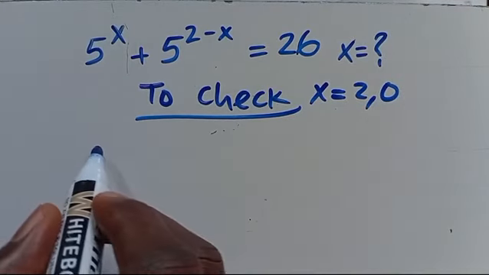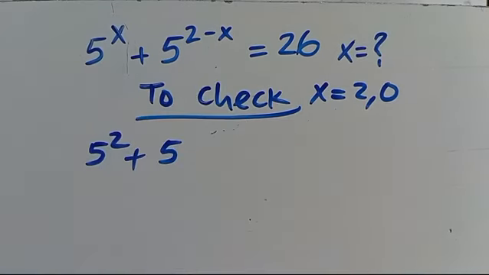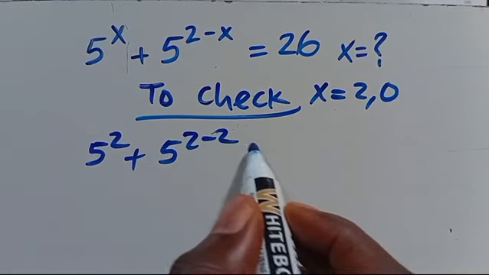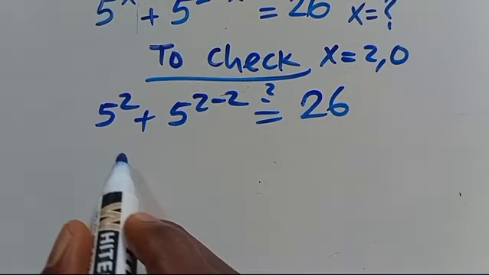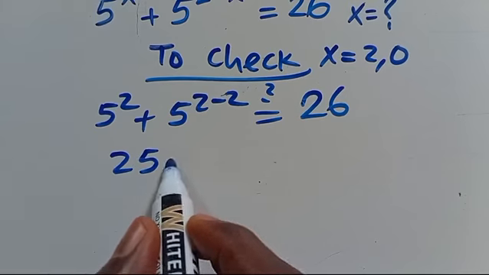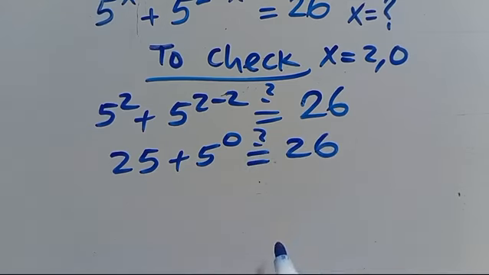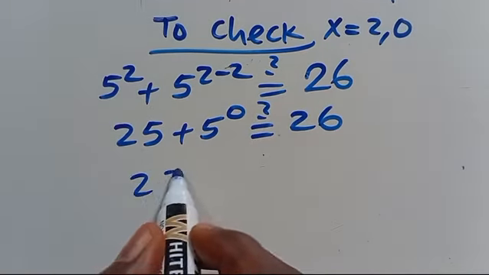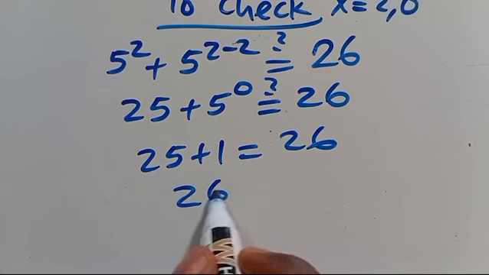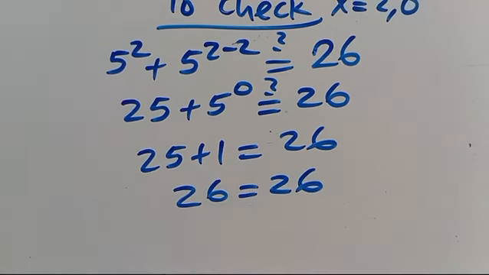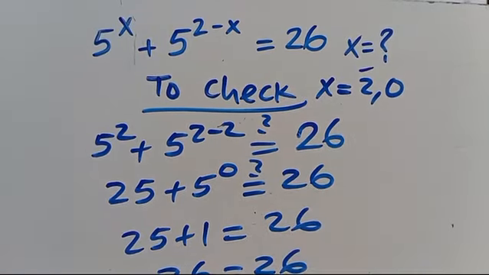So when x equals 2, we have 5 to the power of 2 plus 5 to the power of 2 minus 2. So we have 5 to the power of 2 is 25, plus 5 to the power of 0. So we have this to be 25 plus 1 equals 26. So 26 equals 26. So this is correct.